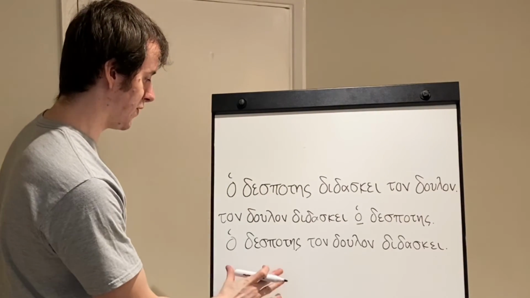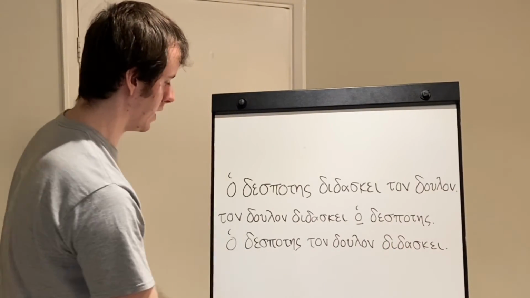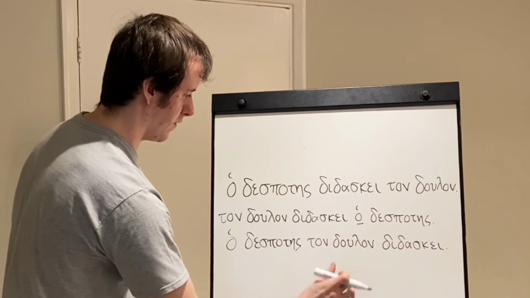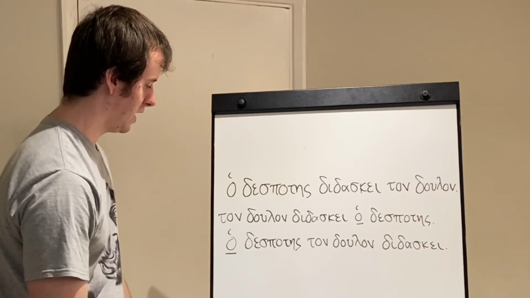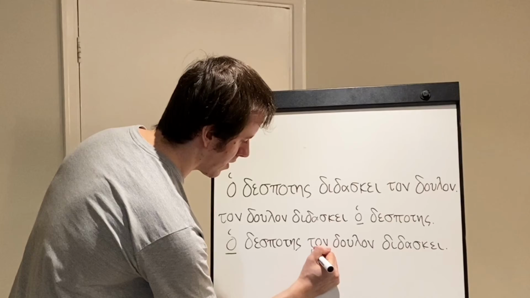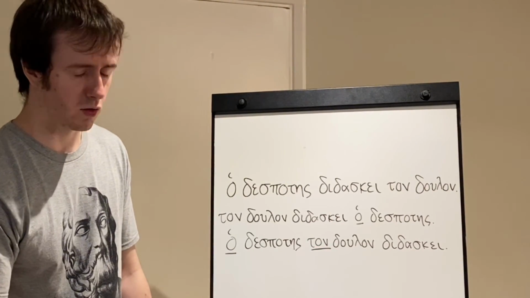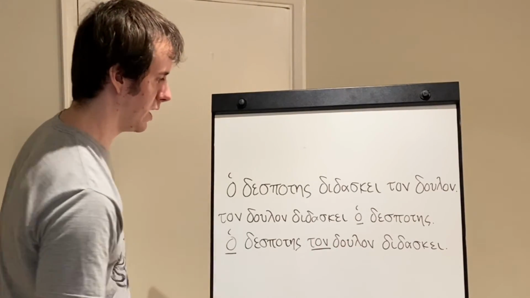Finally, you could also have the sentence in this order, ho despotes ton doulon didaske, and it would still mean the master teaches the slave. Because the master is still the subject, as indicated by the definite article, and the slave is still the object, as indicated by the definite article. The master is in the nominative case, whereas the slave is in the accusative case.